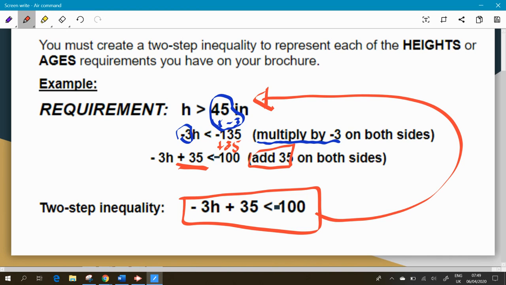So this is your goal. You're doing the reverse. You have an answer, which is here, and you're writing the question for this answer. That's why the steps are the reverse, as if you were answering a two-step inequality.